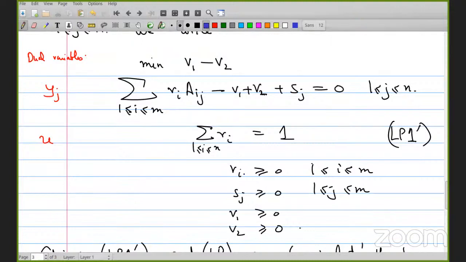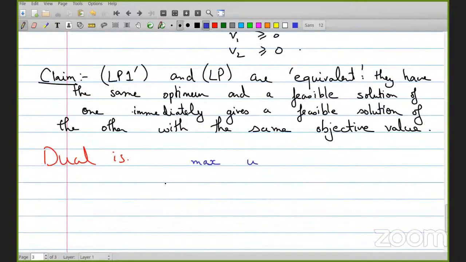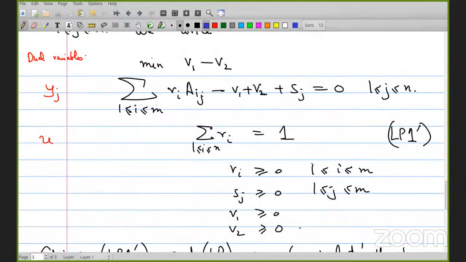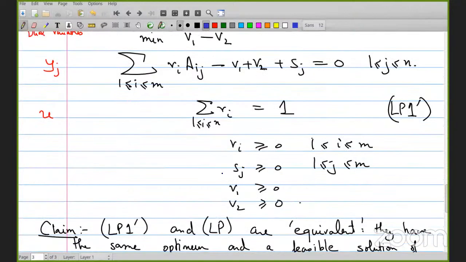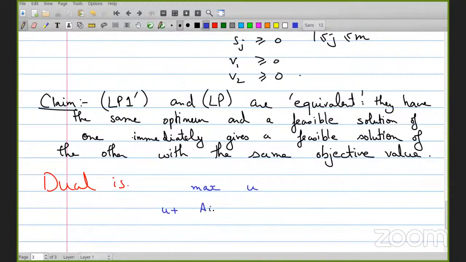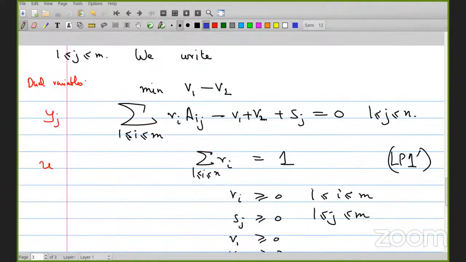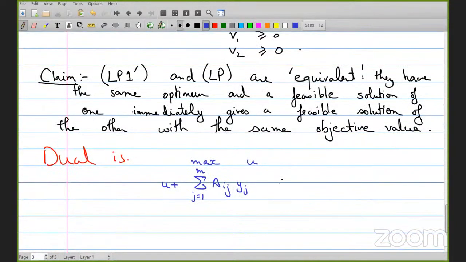And now let's start comparing coefficients. For each variable, compare the coefficient. Let's compare the coefficient for r_i. So we get u plus the summation of a_ij y_j, j goes from 1 to m, and here it's 0. So we get that this has to be less than or equal to 0. This is for each r_i, so there are these m constraints.